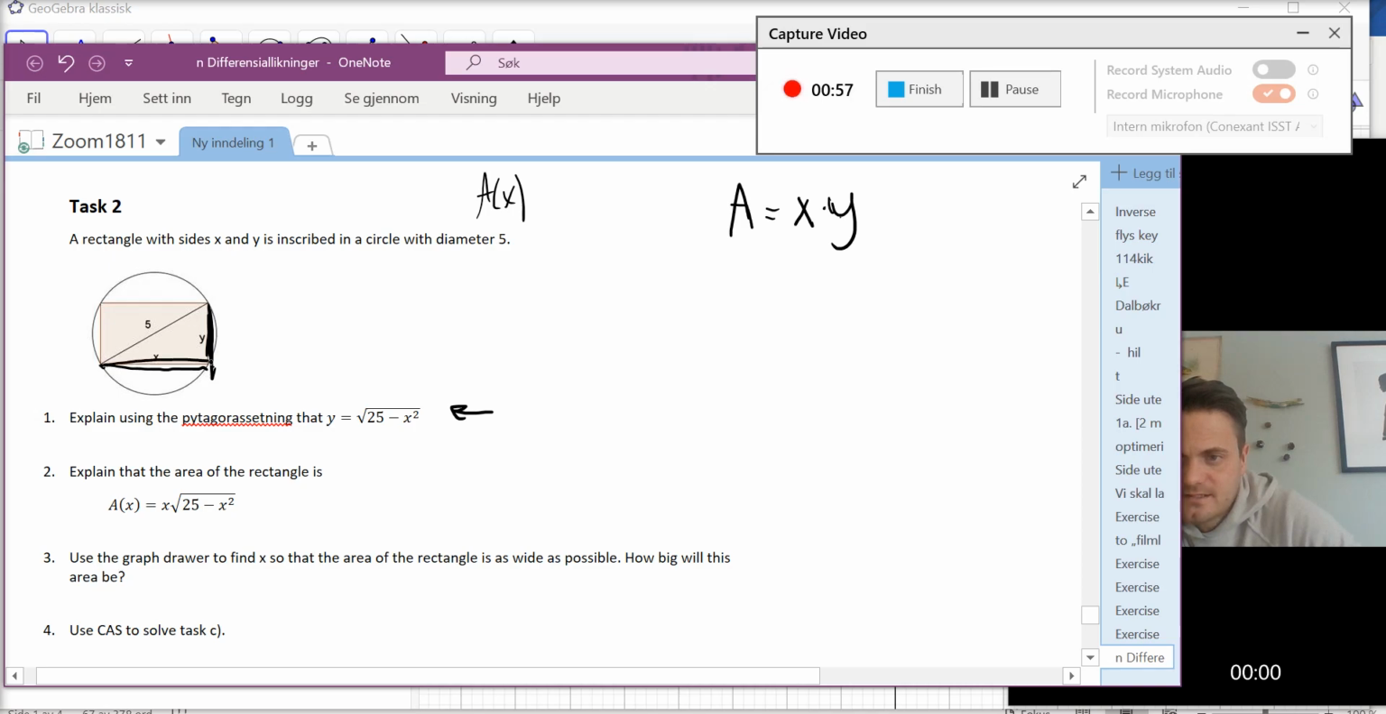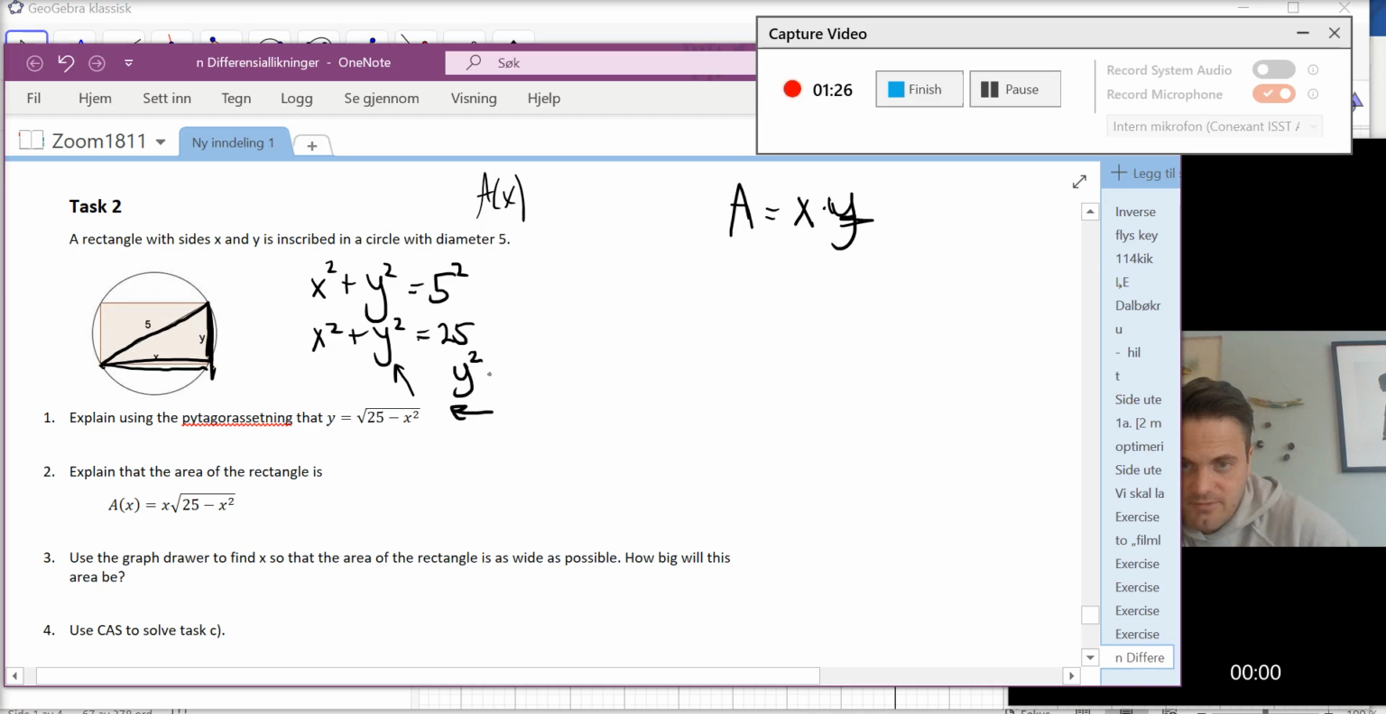This is a right-angled triangle, and we know from Pythagoras that x squared plus y squared is equal to 5 squared, which means that x squared plus y squared equals 25. If I want to get rid of y here, I have to substitute y with something, so I have to isolate y. I get y by itself on the left hand side, so I move x squared over here, so I get 25 minus x squared, and then I can write y is equal to plus minus the square root of the right hand side like this.